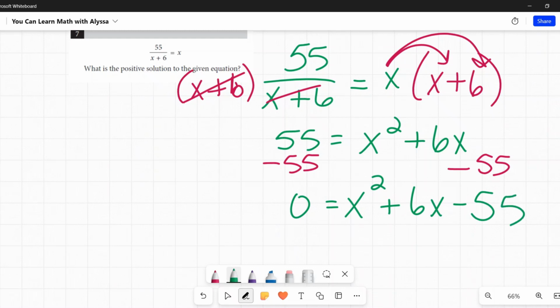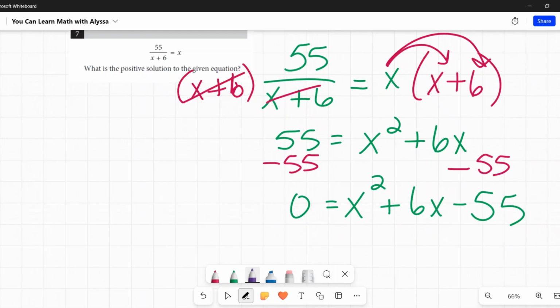And now we're in the place where we can factor it, or we can use the quadratic formula. Personally, I'm a factoring girl. I always like to try factoring it first. So let's see what we have here. We have negative 55 and we have 6 in the middle.